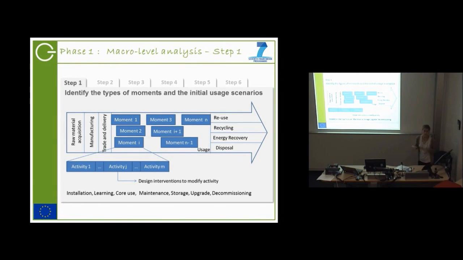A moment can represent a change of state of the product. And in each moment you have different activities that the user can perform with the product. And the combination of each moment is covering the entire use phase. So for consumer products, we identify 7 different types of moments, which are installation, learning, core use, maintenance, storage, upgrades, and decommissioning.